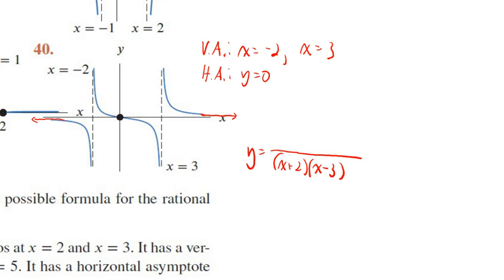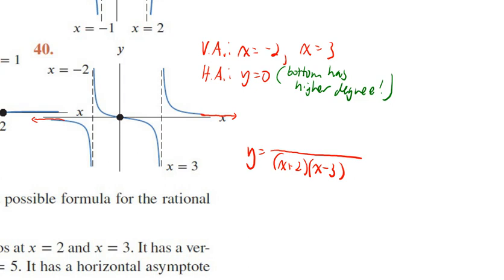And when the horizontal asymptote is y equals 0, I know the bottom, the denominator, has the higher degree. Right now the denominator has degree 2. So unless I'm going to add another factor on the bottom, the numerator can only have degree 1 or 0.